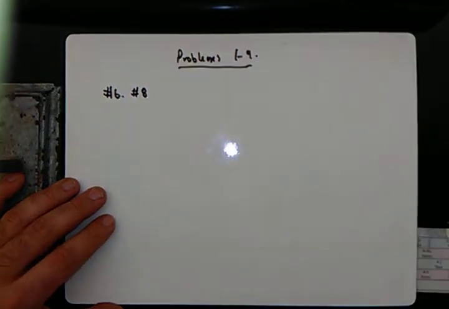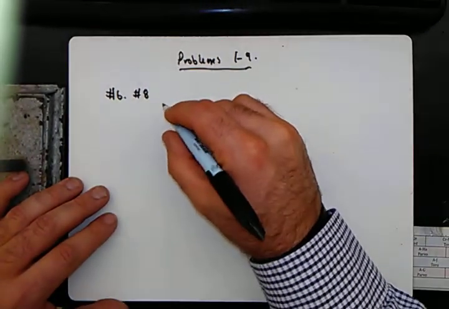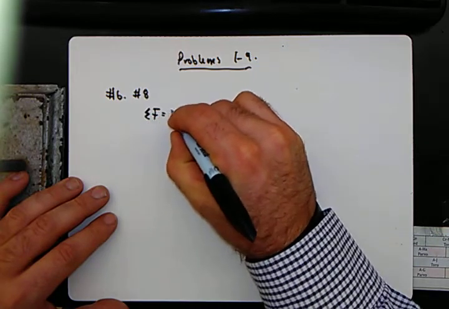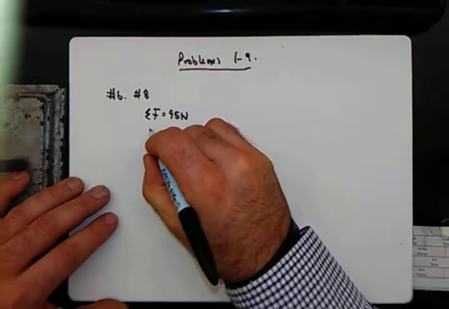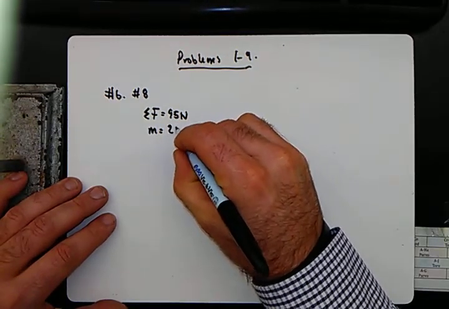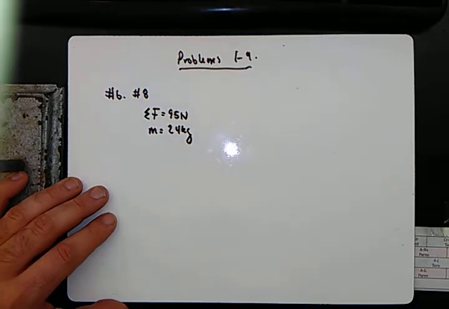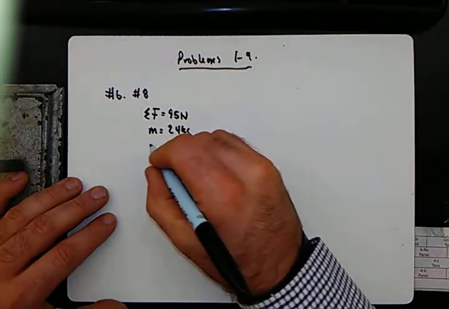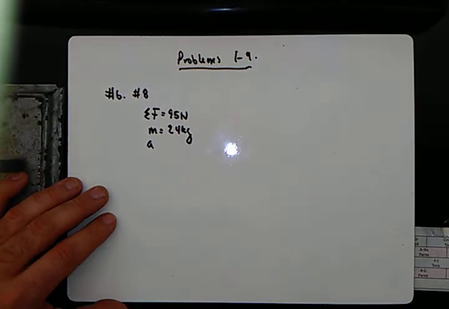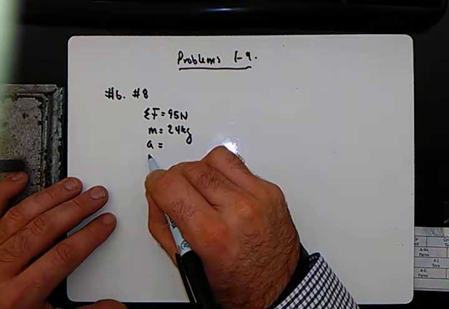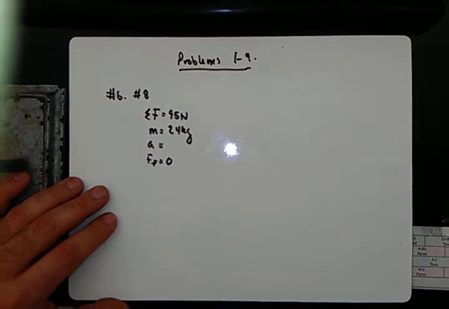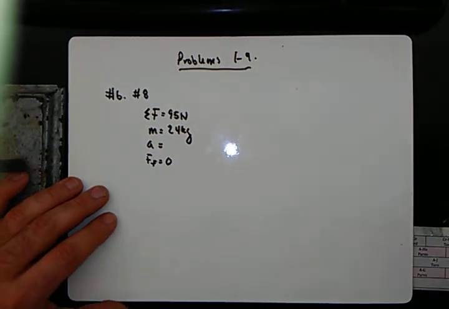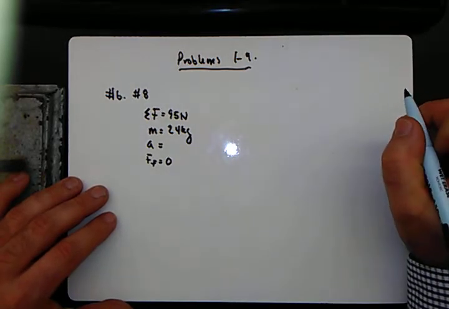Okay, so number 6 says that we have a 95 Newton net force. It's applied to an ice block with a mass of 24 kilograms. It says find the acceleration of the block if it moves on a smooth horizontal surface. So we're considering that the force of friction is 0 because it says a smooth horizontal surface. Now in real life that really doesn't exist, but that's all they give us.